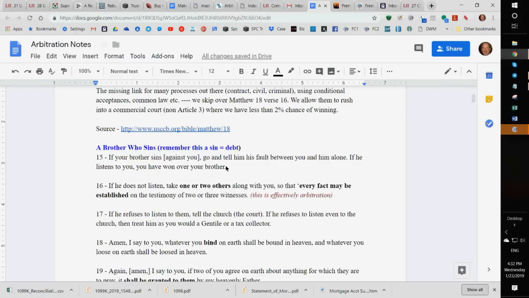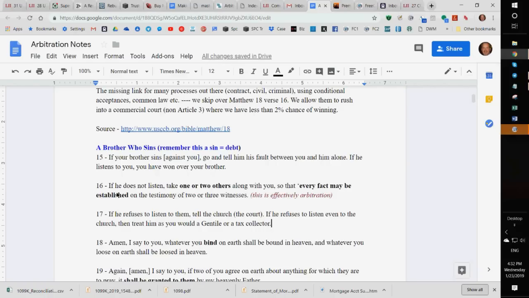This is the one everybody goes right past. If he does not listen, take one or two others along with you, so that every fact may be established on testimony of two or three witnesses. Now, you could look at this different ways, but I'm telling you, if you procedurally skip this step and you go to court, they're going to ask you, have you exhausted administrative remedies? This is administrative remedies. Courts follow this. Why? Because it makes sense. It's just good due process. Whether you think the court's corrupt or not, they still tend to lean on the due process procedures.